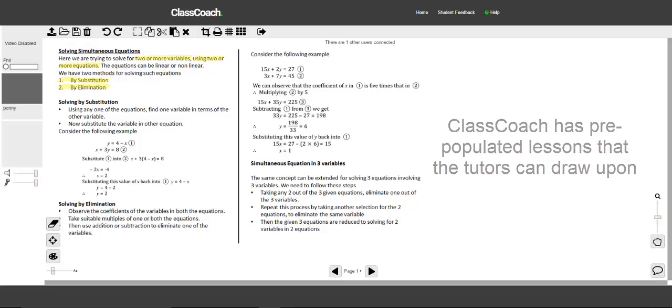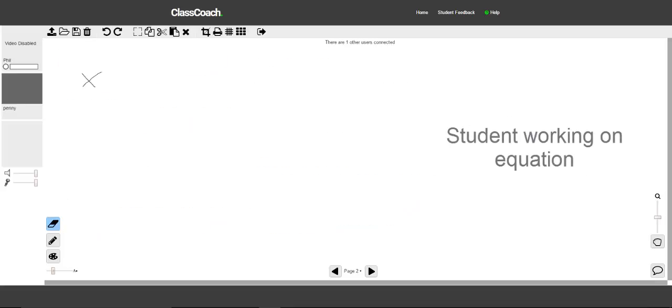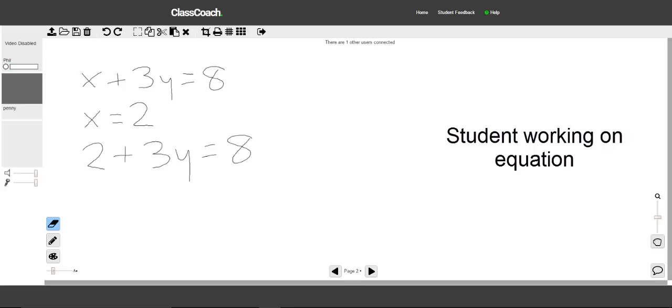Okay, I'm going to write this down. x plus 3y equals 8. Now substitute x equals 2. We get 2 plus 3y equals 8. Excellent. Now, how about you solve the remainder and find the value of y for me?